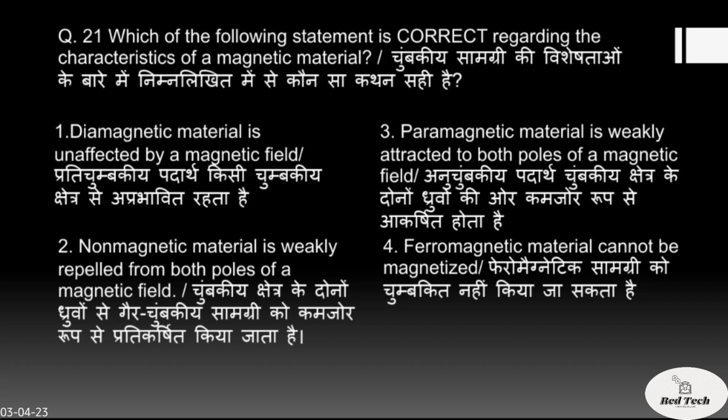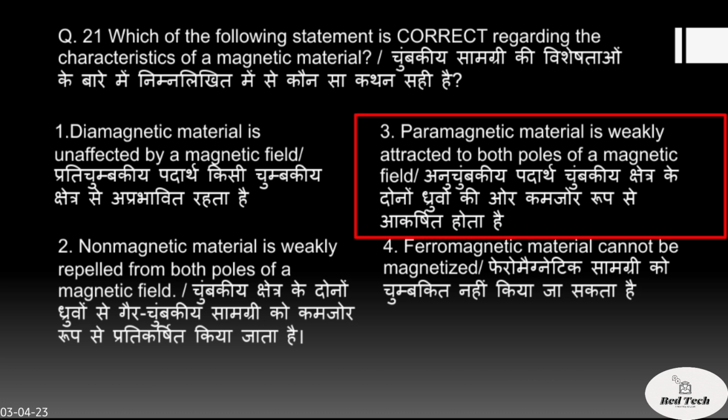So this question basically comes from the MRI section. So you can go through the playlist and watch the MRI video also, and in English you can go through the RedTech official English playlist. In that you can go through the English video also. So the right answer is basically option number 3. Paramagnetic material is weakly attracted to both poles of a magnetic field.